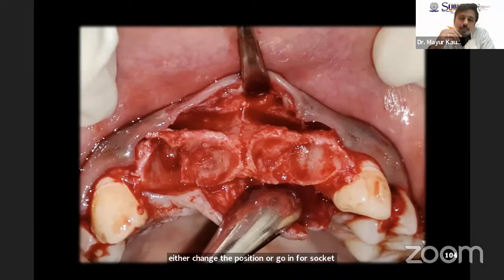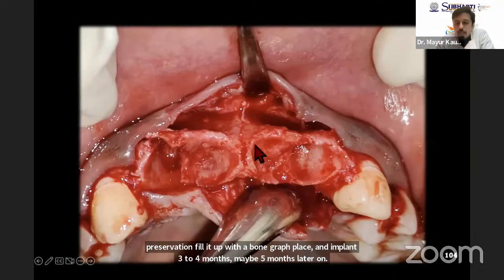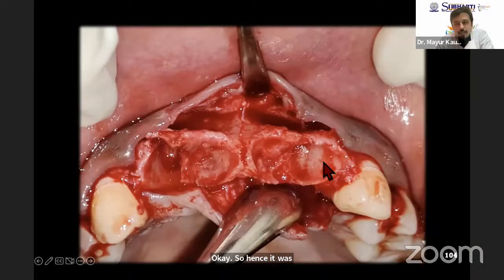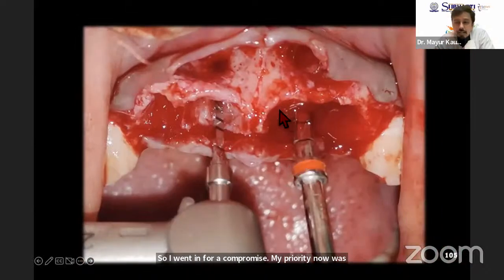Fill it up with a bone graft, place an implant 3 to 4 months, maybe 5 months later on. Okay. So hence it was decided these are not ideal positions. So I went in for a compromise. My priority now was implant survival first. And ultimately, I placed implants.